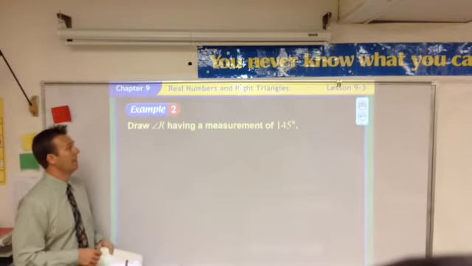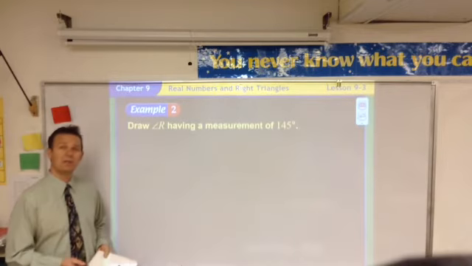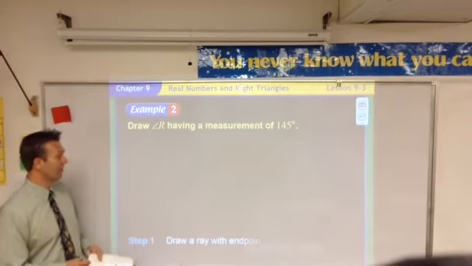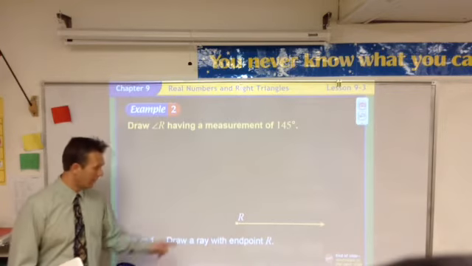Second example. Now they want you to draw angle R, and it has a measurement of 145 degrees. So your first step is to draw a ray with an endpoint R. This is called a ray.